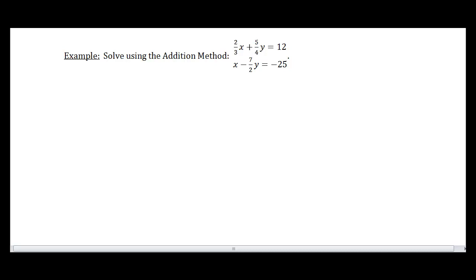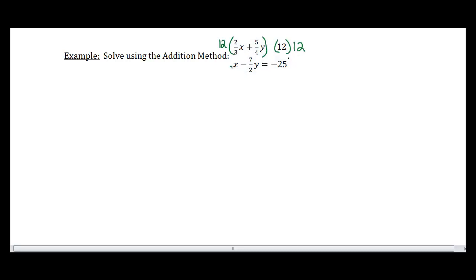What's hard about fractions is getting those coefficients opposite. Just as we would do if we were solving linear equations in one variable, we would clear our fractions. That's what we're going to do first. So before we even think about getting our opposite coefficients, I'm going to clear my fractions. I've got a 3 in the denominator and a 4 in the denominator. Their least common denominator would be 12. So I'm going to multiply both sides of this equation up here by 12.